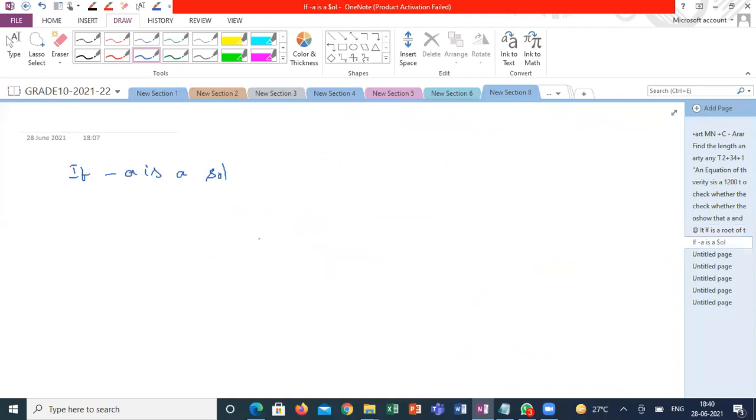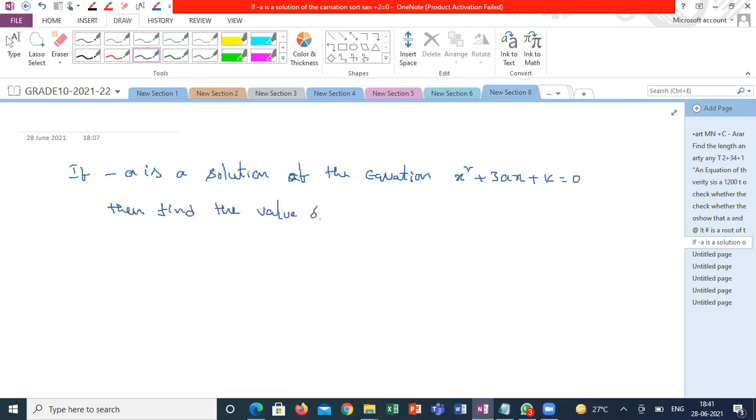Now same question. You try this question. Minus a is a solution of the equation x square plus 3ax plus k is equal to 0. Then find the value of k. Please solve this question, guys.